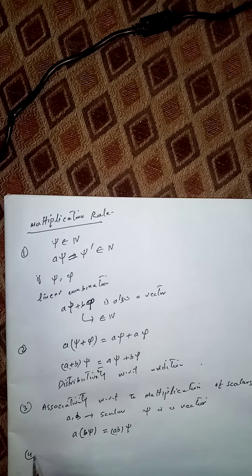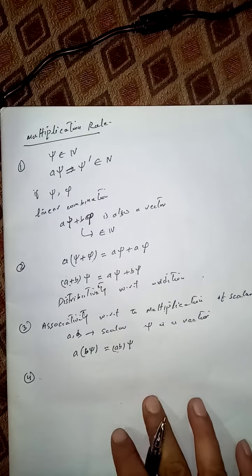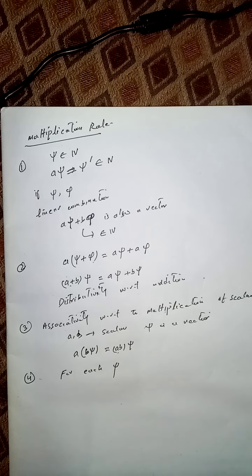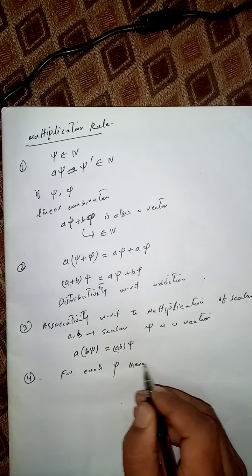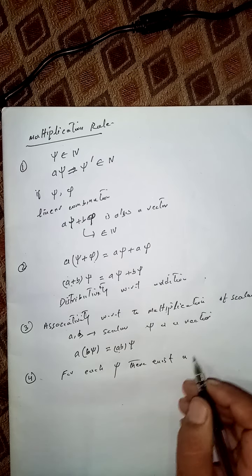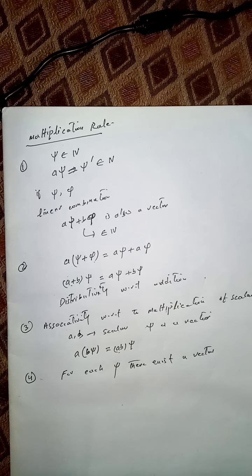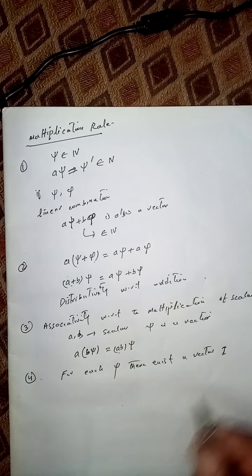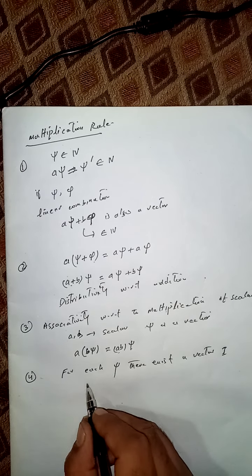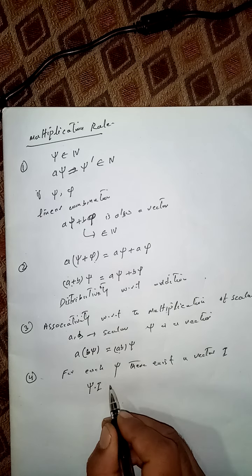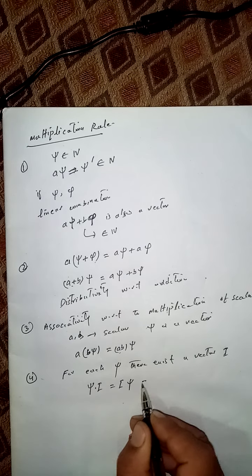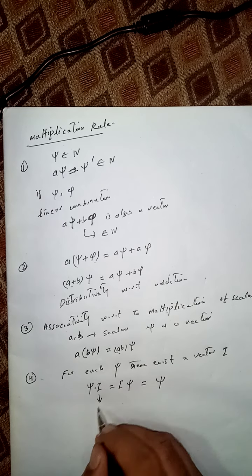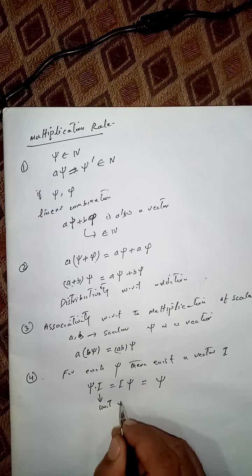The fourth property is, for each psi there exists a vector I such that if I multiply psi with I or I with psi, I always get the same vector psi. This vector I is called the unit vector.